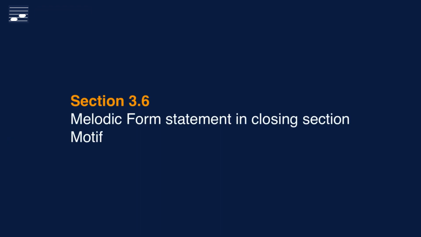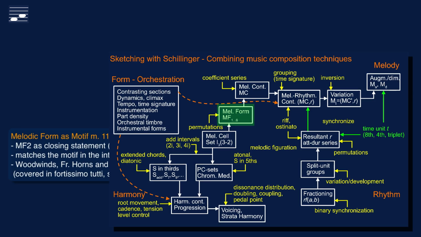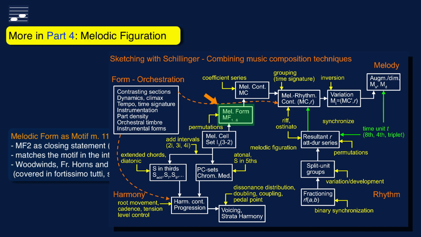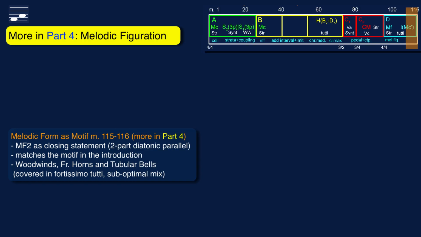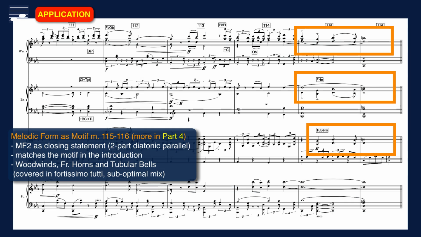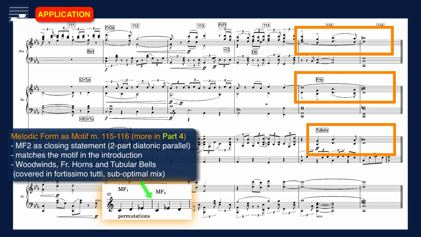We return once more to the original set of melodic forms and use one form as a closing section motif. You'll learn more about this section in part 4 of the series, where I'll demonstrate the Schillinger melodic figuration technique. In the reduced score, I've marked this motif and you'll recognize a transposed version of melodic form MF2, here set as diatonic parallel 2 parts in various instruments. This statement matches the opening motif MF2, thus melodically creating a kind of bridge form.